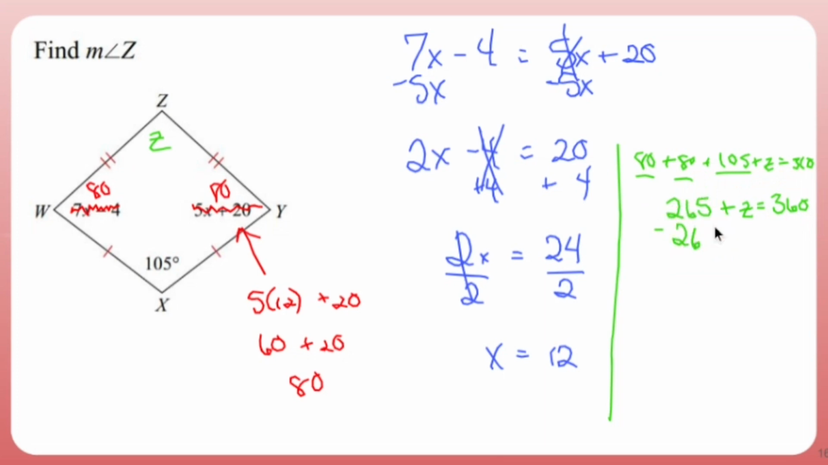Subtract 265 from both sides. Z equals 95. So you're 95, which means after all of this, I can finally say that the measure of angle z is 95 degrees.